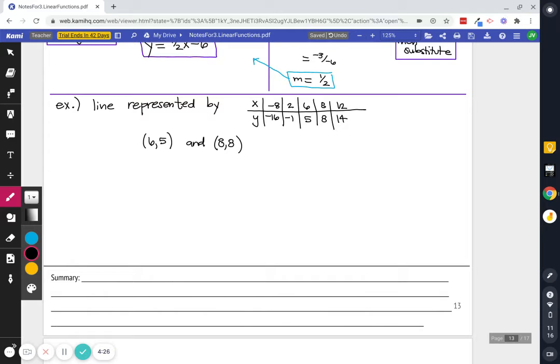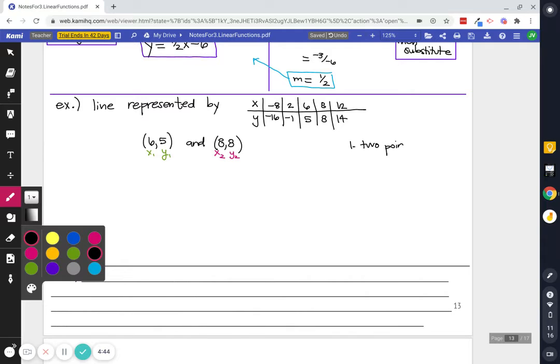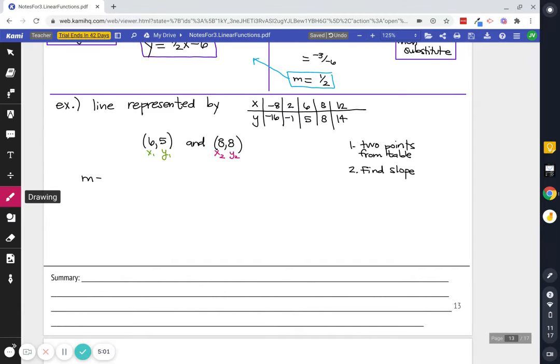So what I've done is I've come up with 2 points here. I'm going to label those 2 points, x1, y1, x2, y2. So the first thing I did is pick 2 points from the table. Then I'm going to find the slope between those 2 points, right? That's part of why I labeled them. So here we go. m equals y2 minus y1 over x2 minus x1.